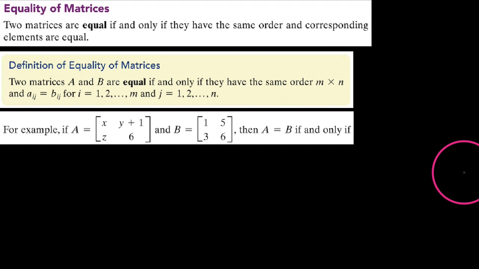Okay, YouTube, in this video, as we continue to get into matrix operations, we're going to start by just talking about a pretty simple concept, and that is the equality of matrices. If we have two equal matrices, what would be true about them?